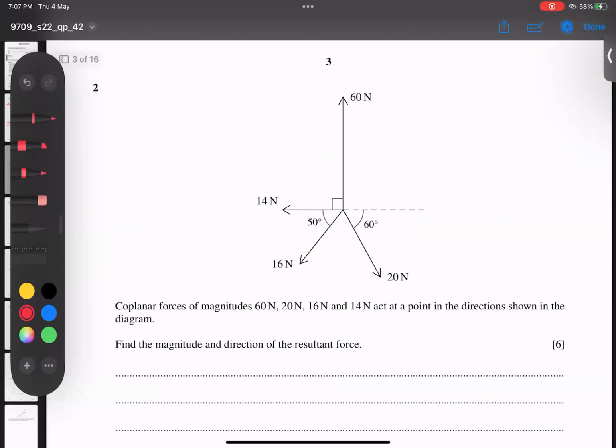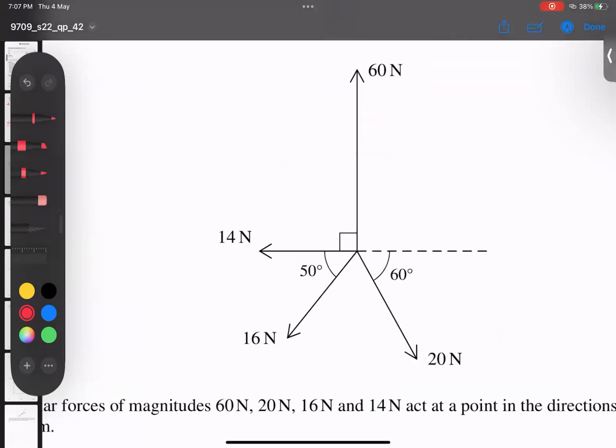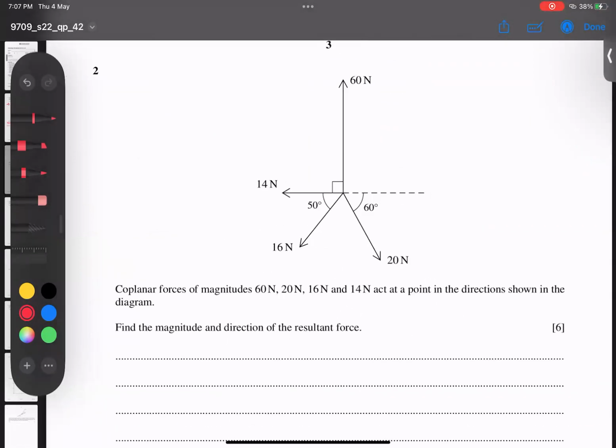Question number 2, we are given 3 forces. First of all, we have to resolve the forces. Read the statement first. Coplanar forces, magnitude 60 is mentioned here, 20 is mentioned here at a 60 degree angle with the x-axis, and 14 at a 50 degree angle with the x-axis. We have to find the magnitude and direction of the resultant force.